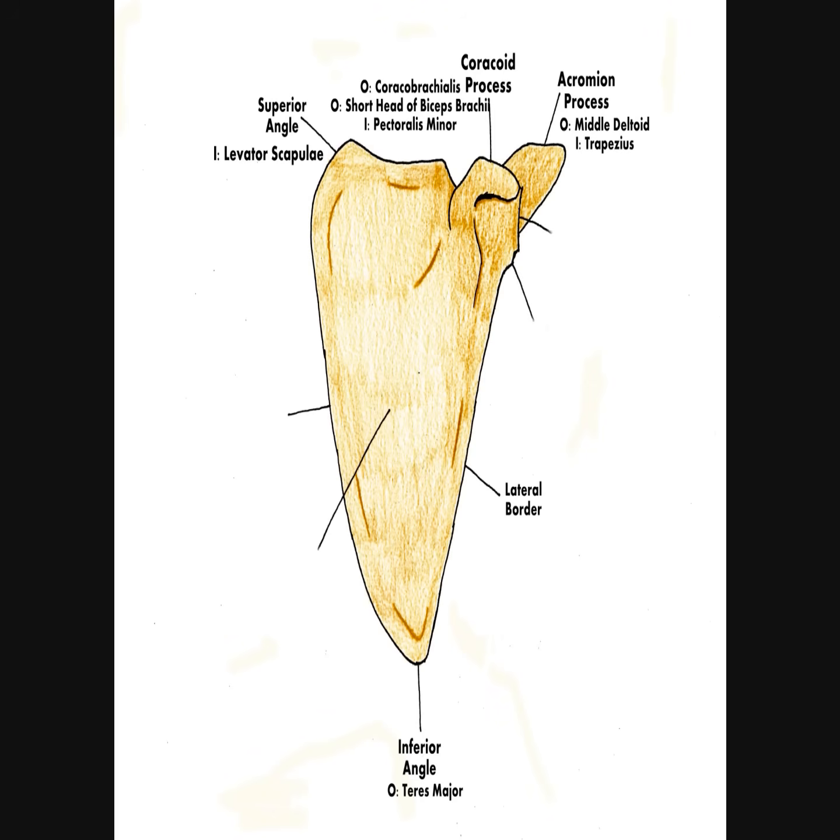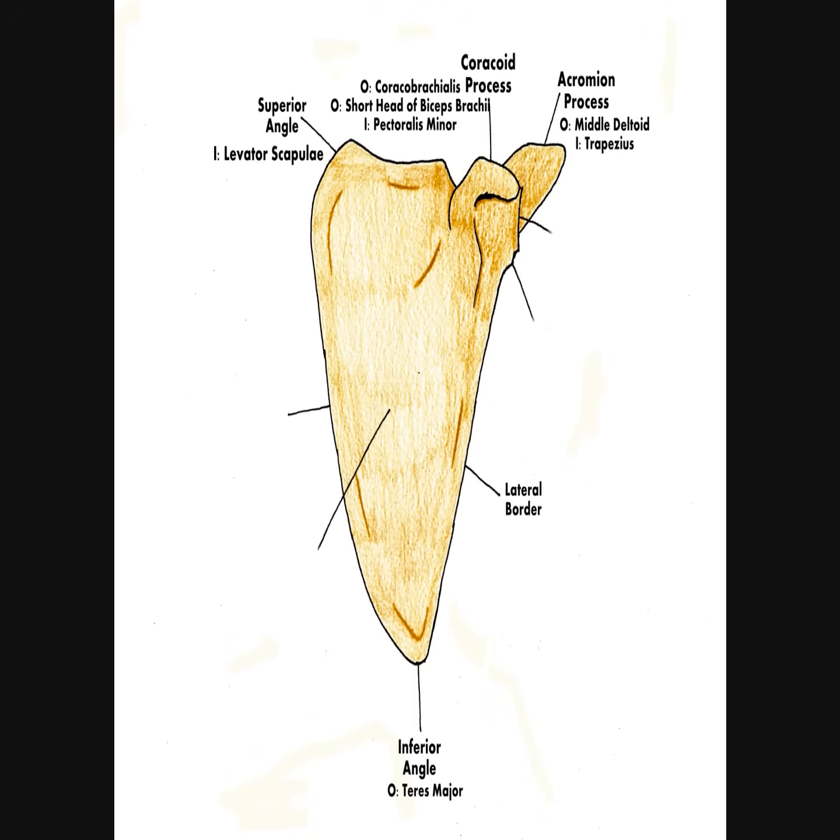Now we have one muscle that originates on the lateral border of the scapula. This is a rotator cuff muscle. In fact, it is the only rotator cuff muscle that does not originate in a fossa. This muscle inserts onto the greater tubercle of the humerus. It's responsible for lateral rotation and extension of the shoulder.